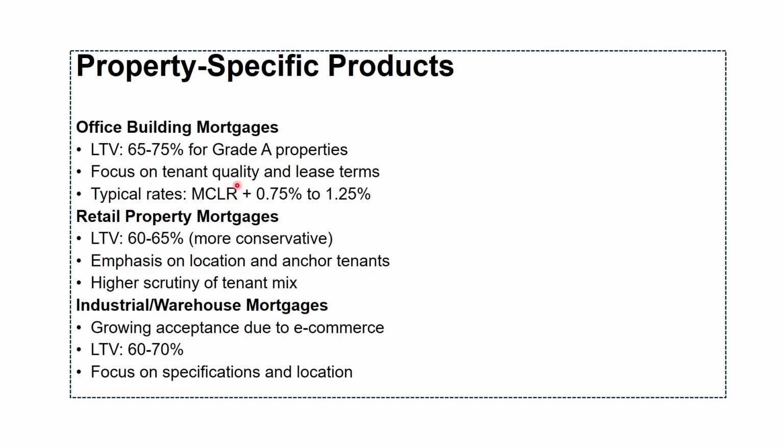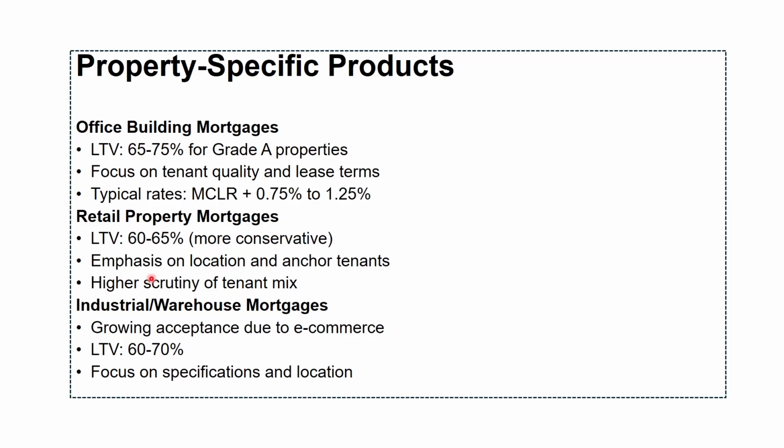Then lease terms are also important for any lending institute, because how long the lease term is matters. If the leases are for a longer period of time, maybe 7 years or something like that, then of course it brings much more stability to the rental yield and the overall stability of the business. So that is something which banks would definitely look for, and typical MCLR rates will be plus 0.75 to 1.25.